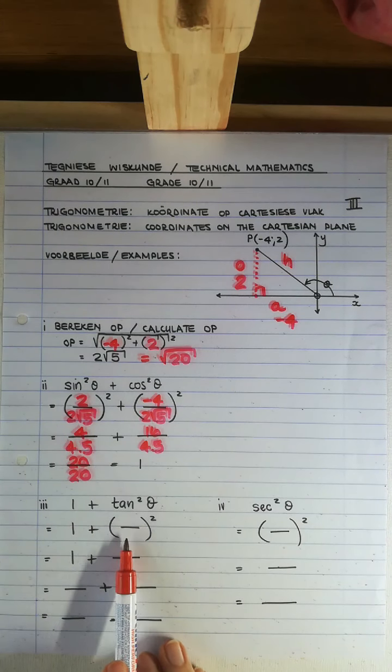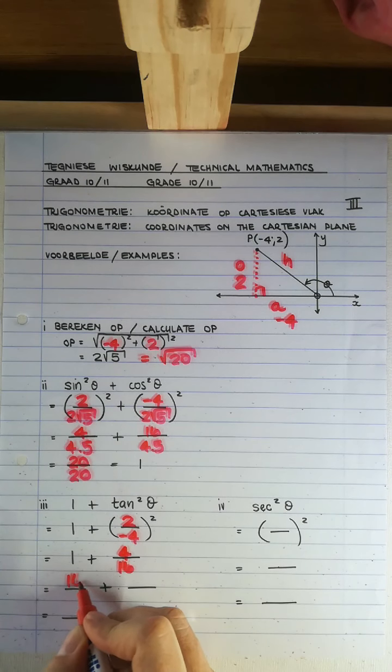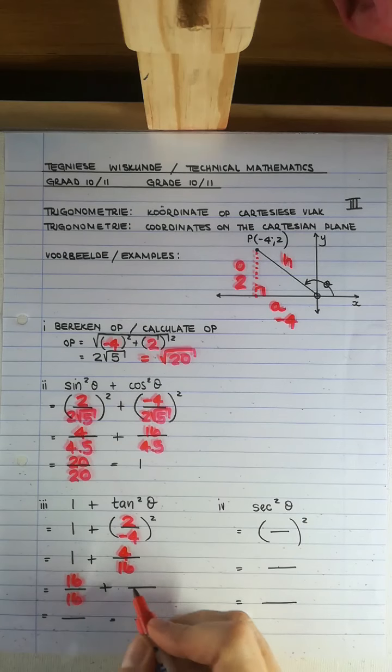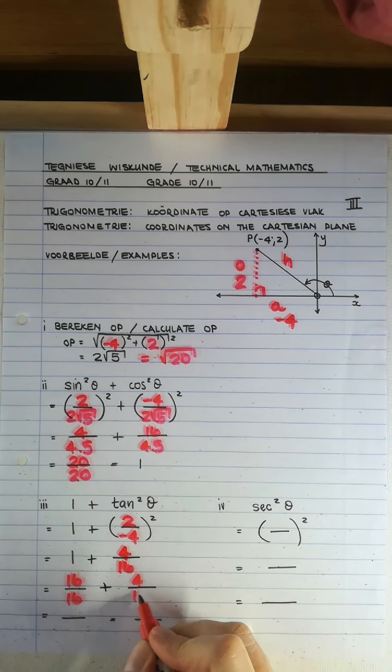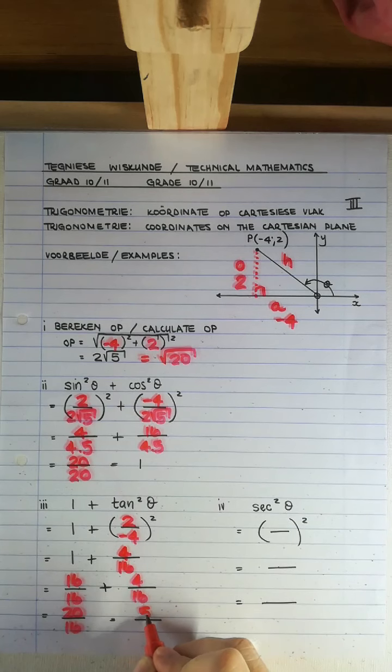Now we will change the whole number to a fraction as well. 16 over 16 plus 4 over 16. And that gives us 20 over 16, which can be simplified to 5 over 4.